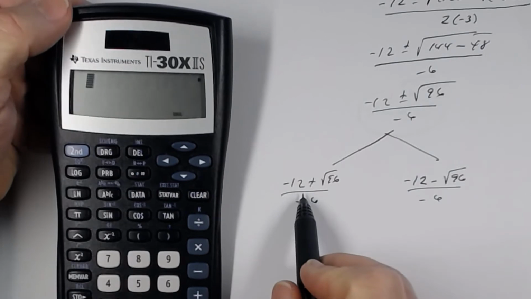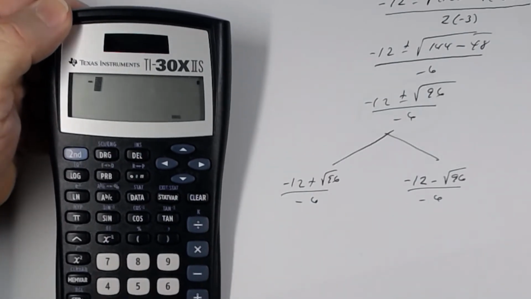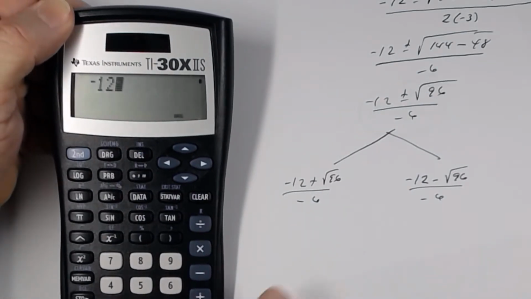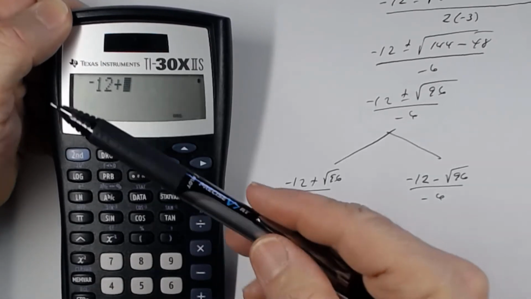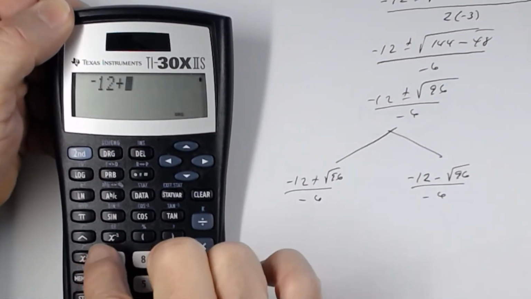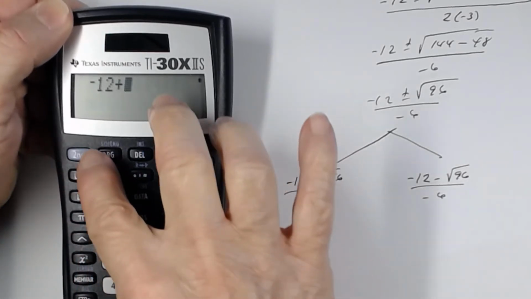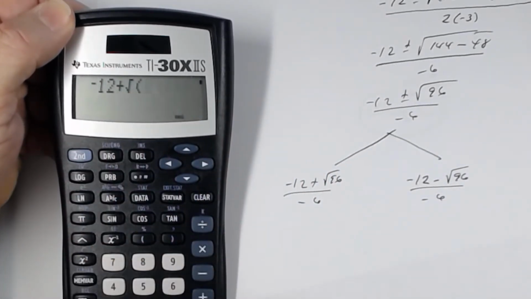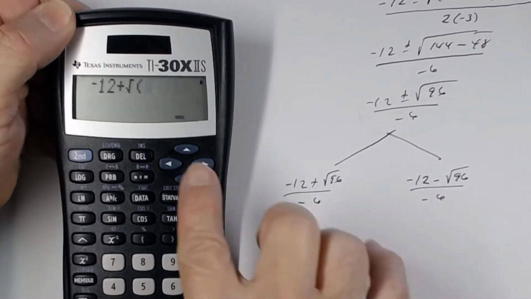All right, negative 12 first. So notice negative 12 plus, you guys do the square root button. The square root button is right above the x squared, but you've got to use the second function. So second x squared, see the square root button? What do I type in next?